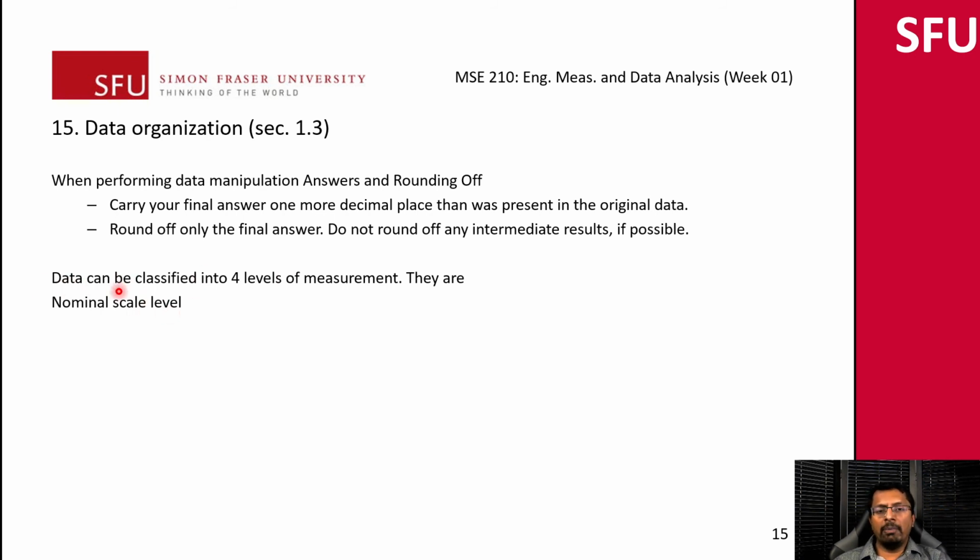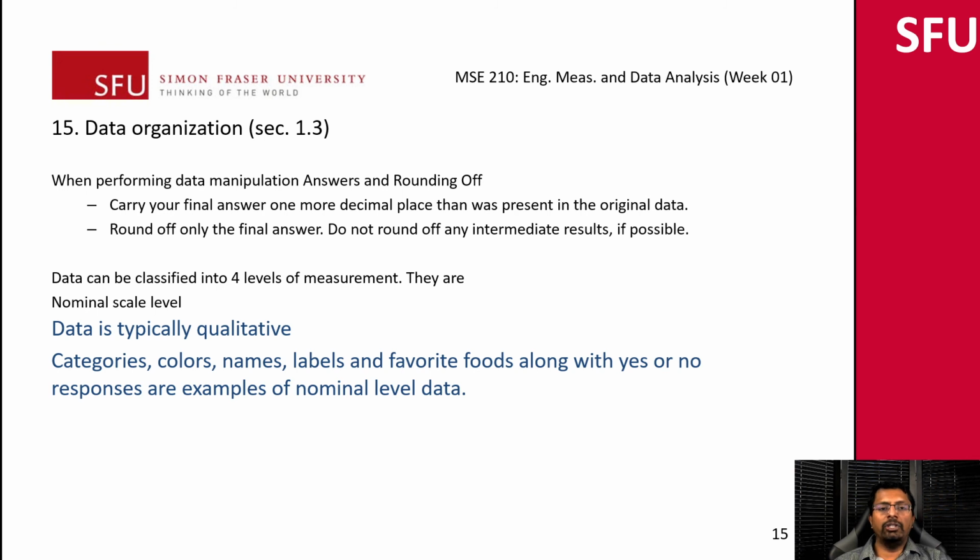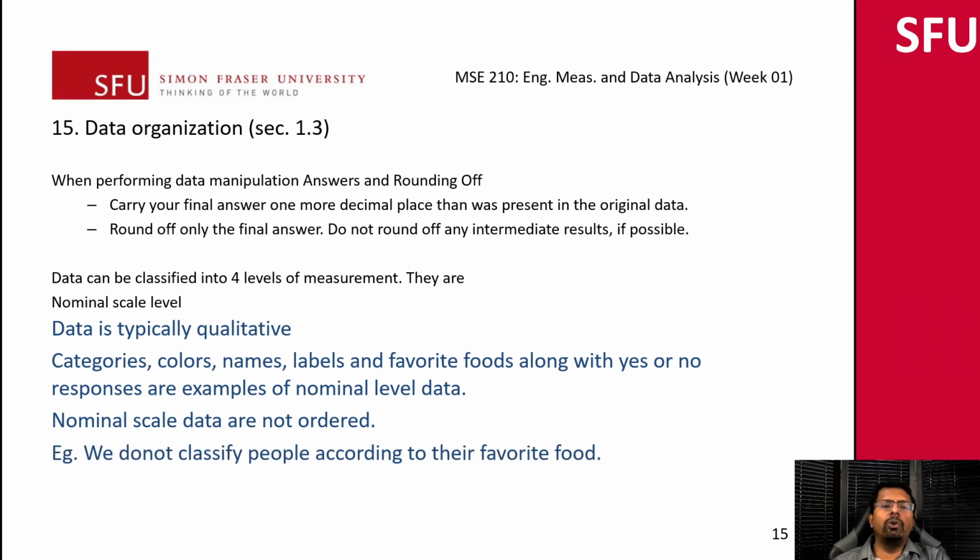So coming back with respect to data classification, you can basically do it in four levels of measurement. The first is the nominal scale. That means the data is typically qualitative. These could be categories, colors, names, labels, favorite food, etc. Nominal scale data is usually not ordered. For instance, we typically don't order or classify people based on favorite food. It doesn't really make sense. I mean, to you it might, but it doesn't make any sense to order, say, strawberries ahead of vanilla or whatever. Maybe do it randomly or alphabetically. We don't really have a specific order to it.